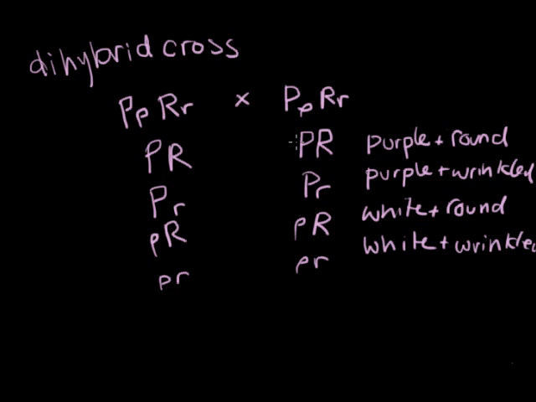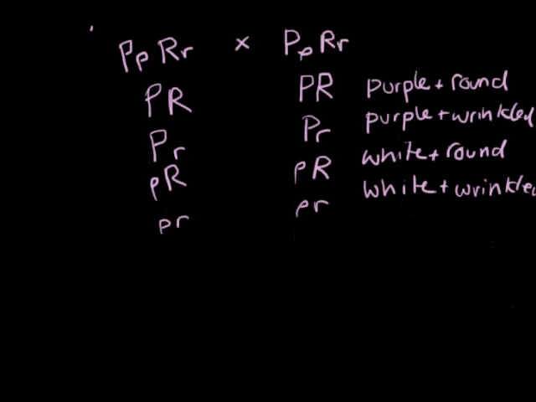Whether you have purple flowers and round peas is not more likely than having purple flowers and wrinkled peas. So this is assuming independence, that each of these combinations is equally as possible. We went over, in lecture, when that is not the case, but I'm not going to go into that.